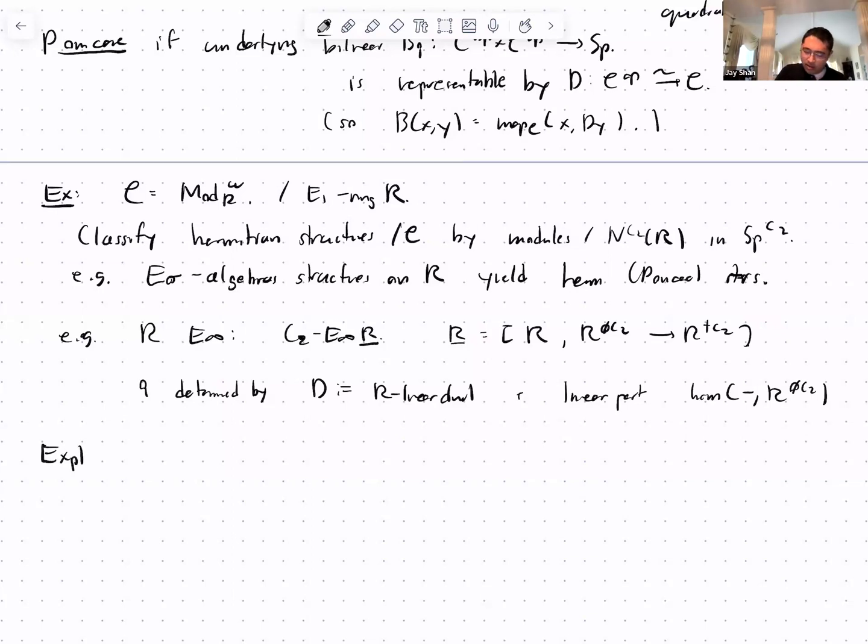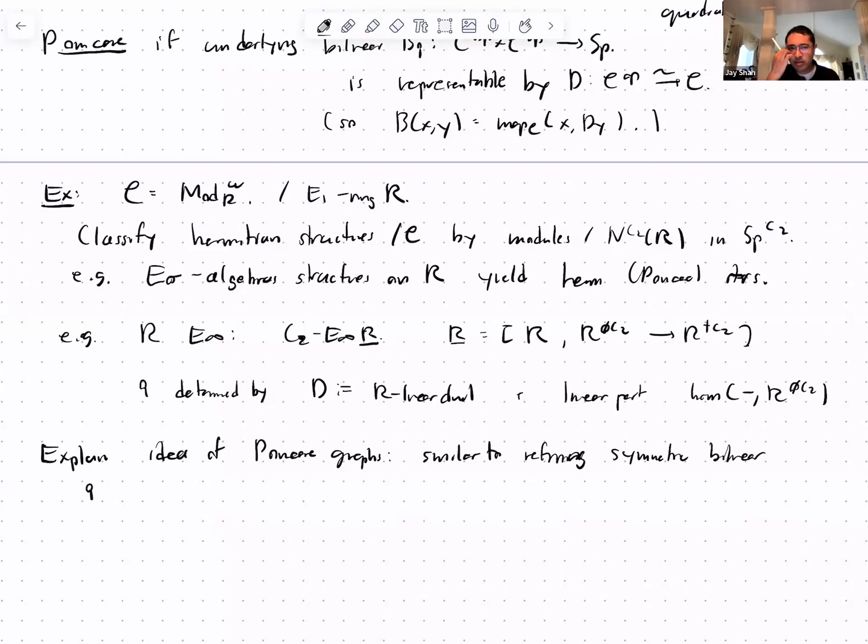So to explain the idea of Poincaré graphs, it's similar to refining symmetric bilinear kappa. By symmetric bilinear kappa, I mean those quadratic functors which are completely determined by the bilinear part, which is taken to be symmetric.